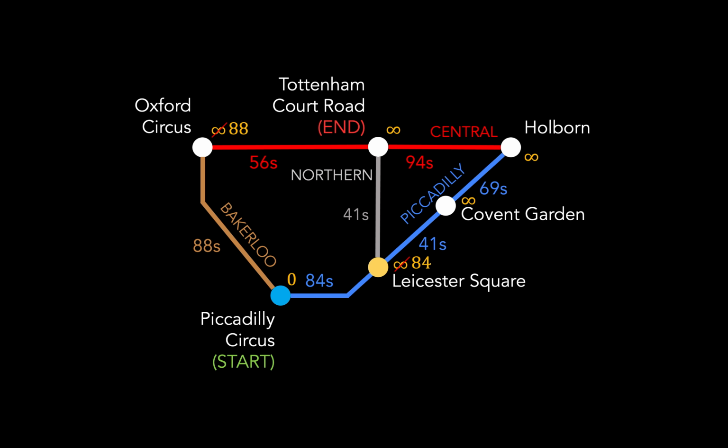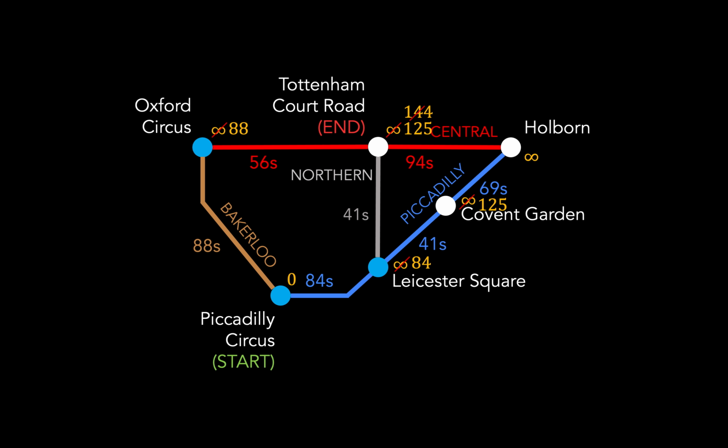The new distance to Tottenham Court Road now is 125 seconds, and to Covent Garden it's also 125 seconds. So now our new current node is Oxford Circus, and our new distance to Tottenham Court Road is 144 seconds, which is longer, so we just ignore that. So now we've visited Oxford Circus, and we realize that among all the unvisited stations, Tottenham Court Road has the lowest distance, along with Covent Garden.